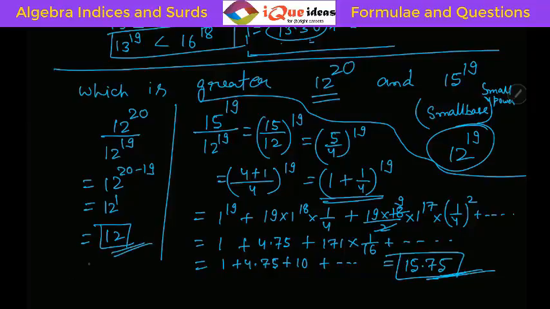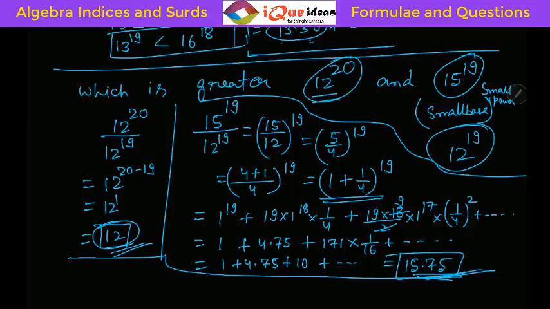So this means we can very safely say, now 15.75 came from 15 raised to 19 and this 12 came from 12 to the power 20, right? So very clearly you can see that 15 raised to 19 is greater than 12 raised to 20. Okay, so this is how we can solve such questions, right? In some questions the reverse can also happen.